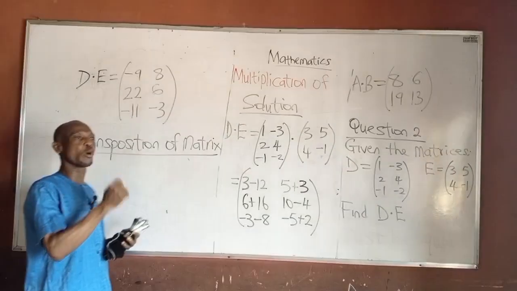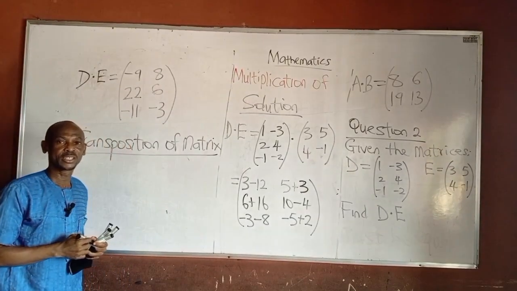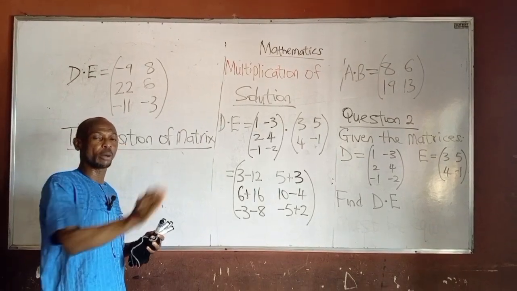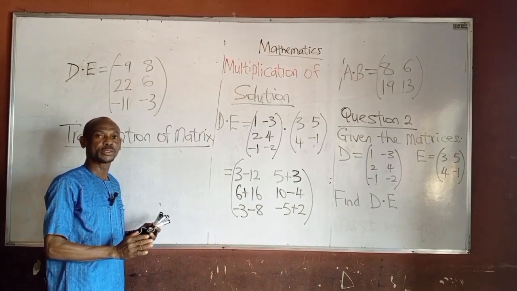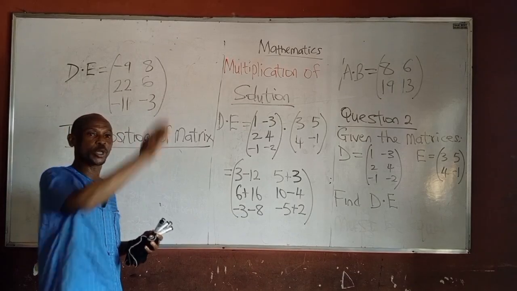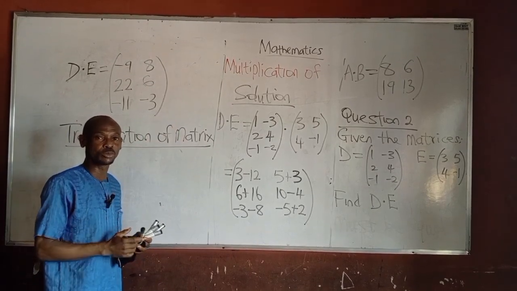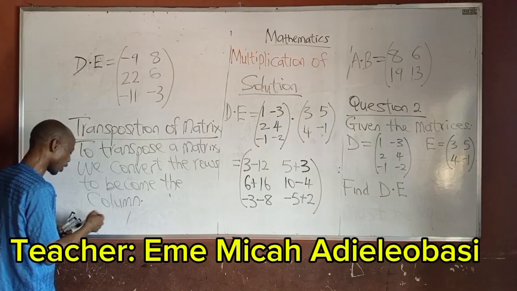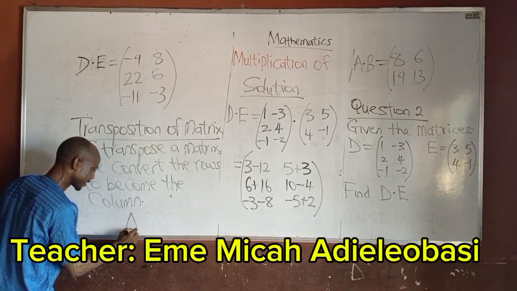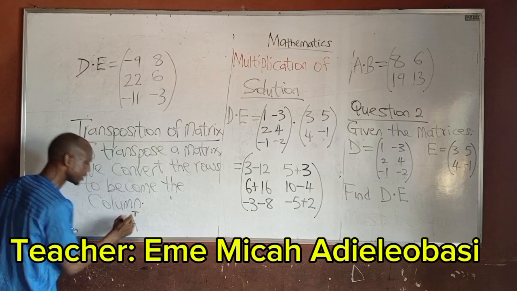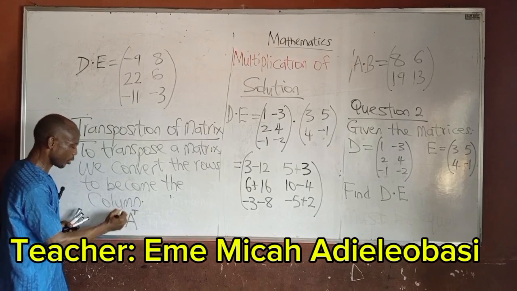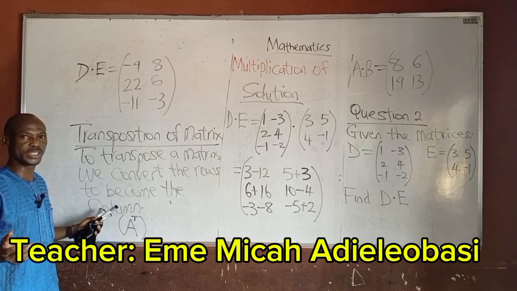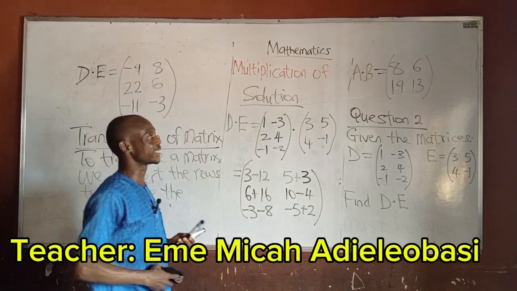The last thing we are going to consider today is transposition of a matrix. To find the transpose of a matrix is just to change the rows to become the columns. Changing the rows to become what? The columns. That is all about transposing a matrix. Transpose of matrix A can be written as A raised to power T. This is the symbol we use for transpose, raised to the power of T. Now, let's look at an example.